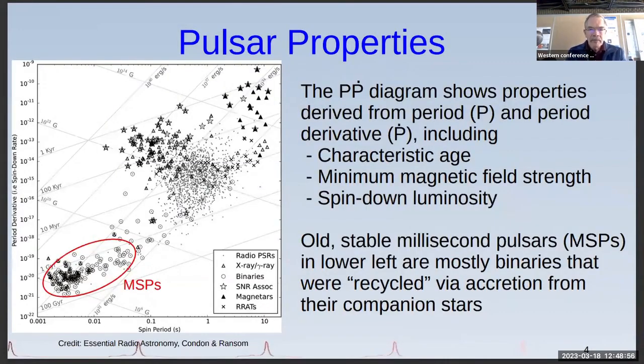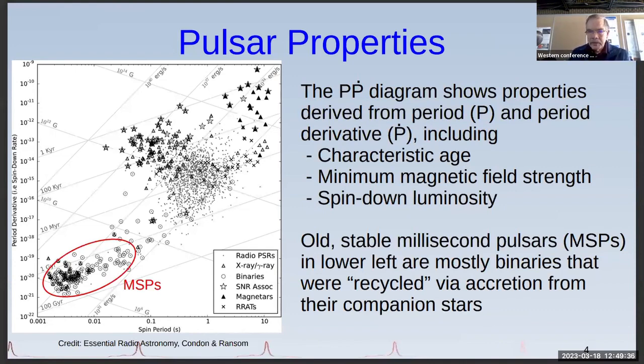Basic pulsar properties are shown in this, called the P-dot chart, but it's the period and the period derivative. The period derivative is the rate of change. It's on the vertical scale, and the horizontal is the period. It's a logarithmic chart, but all the various pulsars are plotted here. And it shows things like the characteristic age, which is not the true age, but it is an indicator of the age of the pulsar. It shows the minimum magnetic field strength necessary to generate the pulse that we see, and the spin-down luminosity.